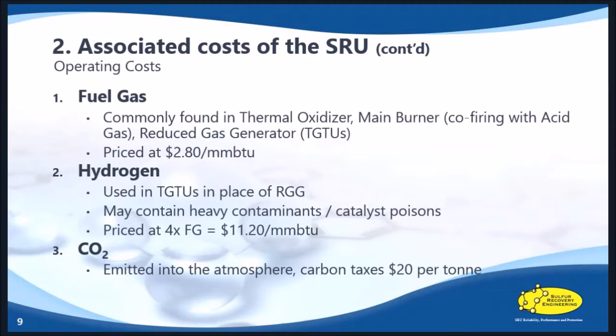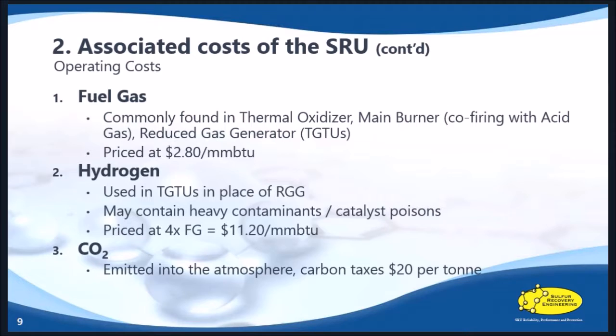Now, for all the associated costs, I've listed them out here 1 through 9, and we'll go through each one of them. So the first one here is fuel gas. And fuel gas is used in the incinerator or thermal oxidizer when we have to convert those remaining sulfur-bearing compounds into SO2 and disperse them via the stack. We also use fuel gas in the main burner if we're co-firing with lower quality acid gas. And we could also be using it in the reduced gas generator to provide the hydrogen necessary for Scott units for the hydrogenation reactor.